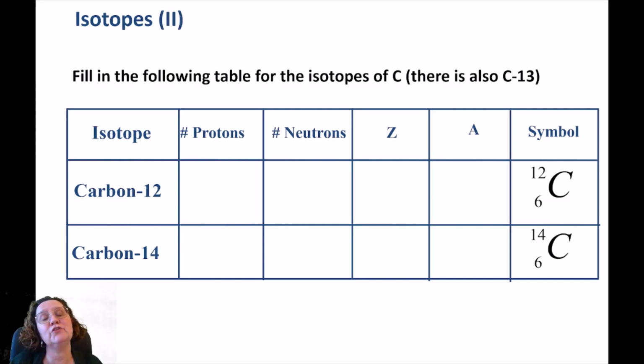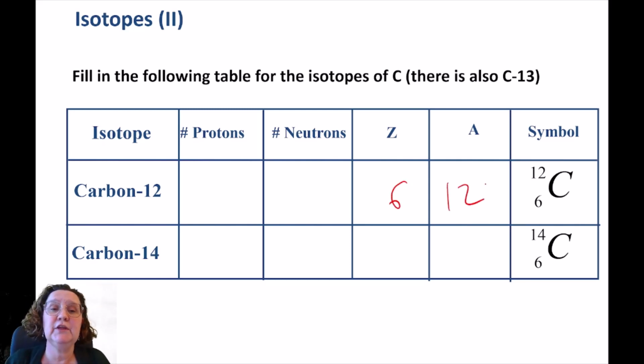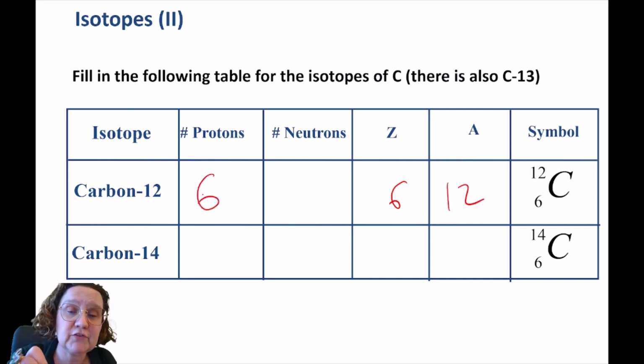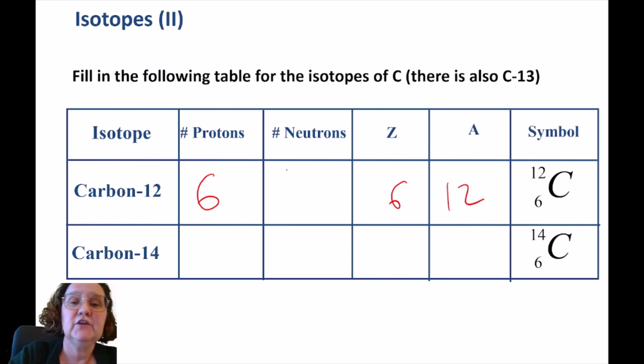So hopefully you stopped the video and tried the exercise, and hopefully by this point you're already experts in filling in this type of table with this information. If I tackle carbon 12 first, the atomic number is 6 and the mass number 12. That means that I have 6 protons, as I would have 6 electrons, although the table doesn't ask me that. And because the mass number is the number of protons plus the number of neutrons, if I have 6 protons, that means that I have 6 neutrons.